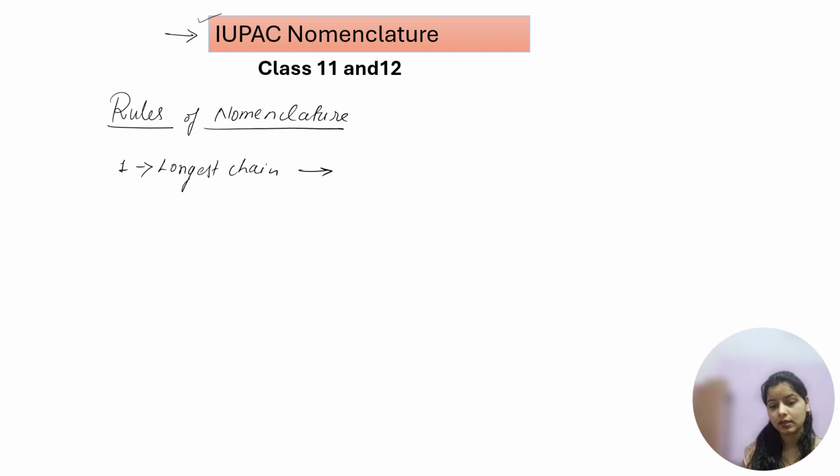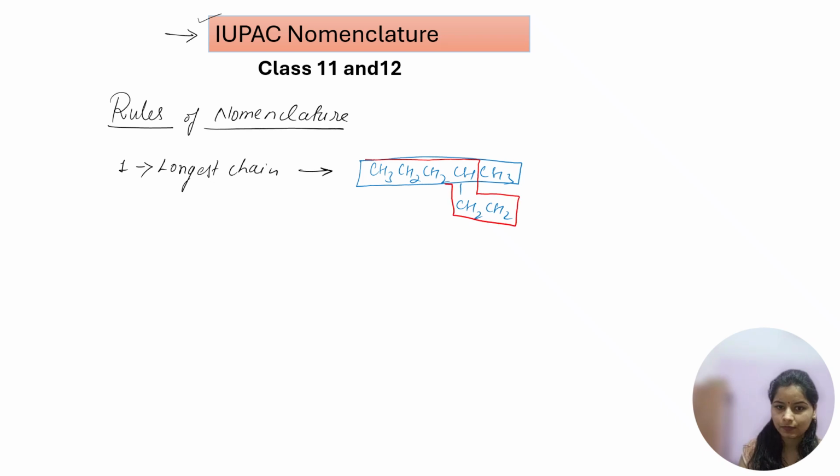If I'm giving you a compound, CH3, CH2, CH2, CH2, CH2, CH3, is this going to be the longest chain, or is this the longest chain? Try to think which one will be the longest chain. The longest chain will be the one which has the maximum number of carbons that are connected to each other in a sequence. That you need to check.